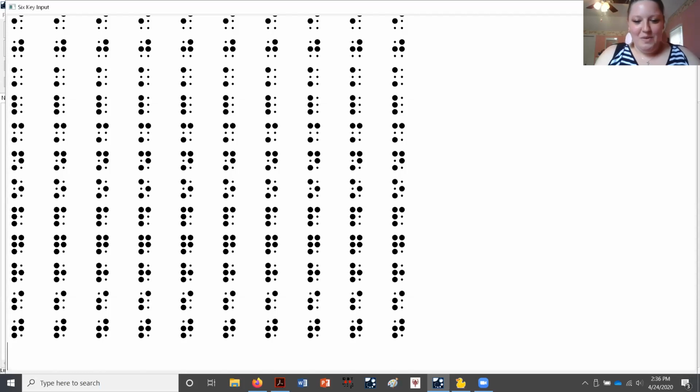All right, so now we're moving on to the letter U. The letter U is dots 1, 3, 6. So that is the key combination FSL. So FSL and 1, 3, 6. On the Braille writer, it is your left index finger, your left ring finger, and your right ring finger.